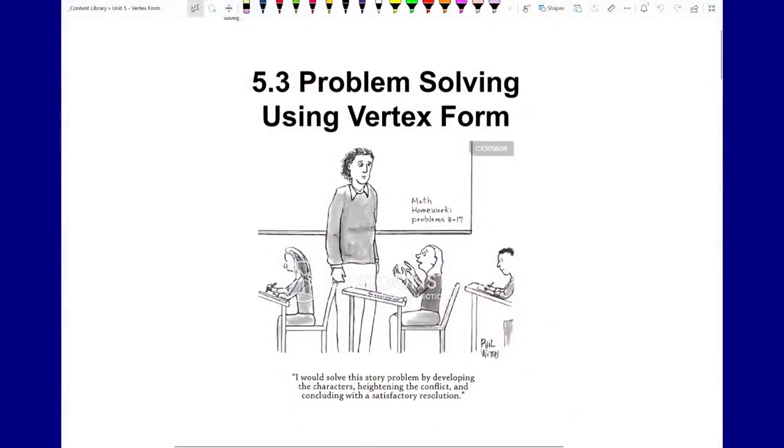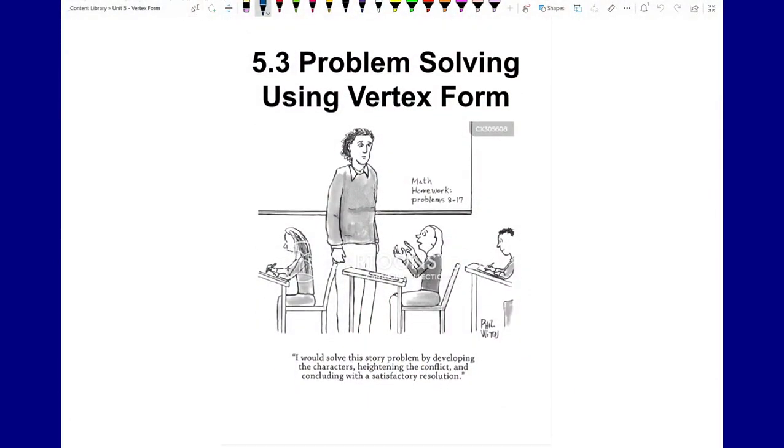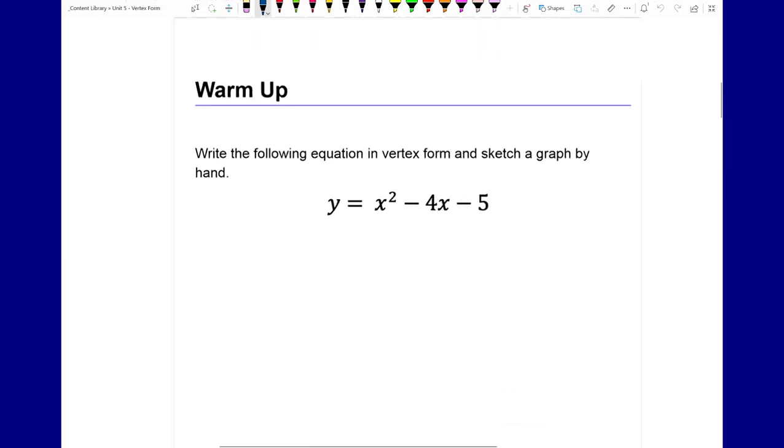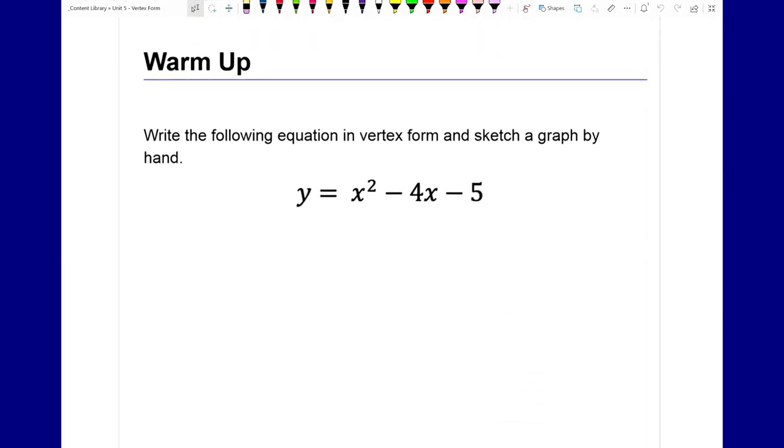In today's lesson, we are going to be looking at problem solving using the vertex form. So this is going to be taking what we've learned in the previous couple lessons and in some of the previous units and basically just solve some application questions. Just as a warm-up, a little bit of review from the last lesson.